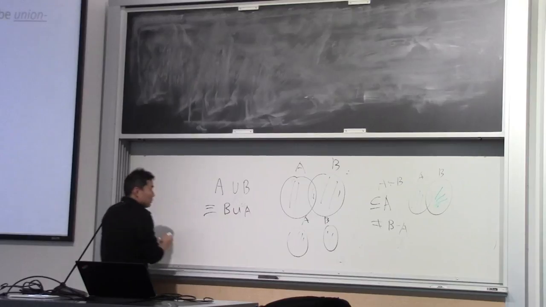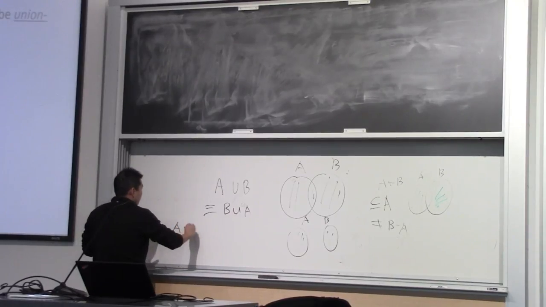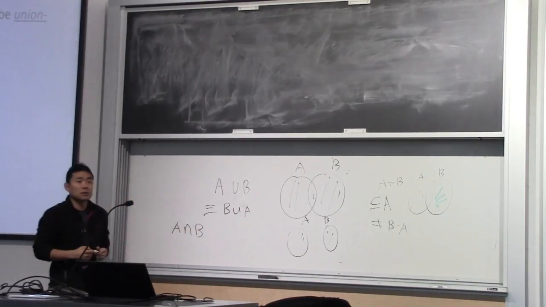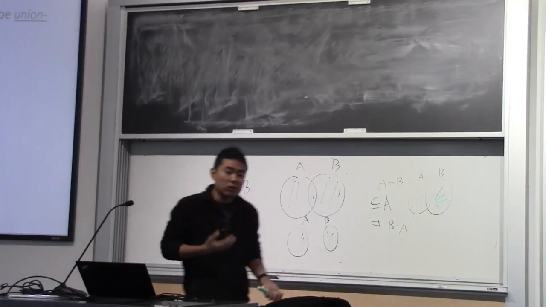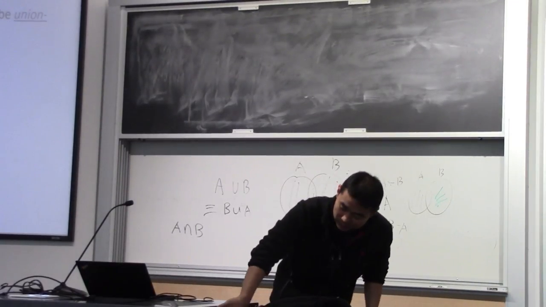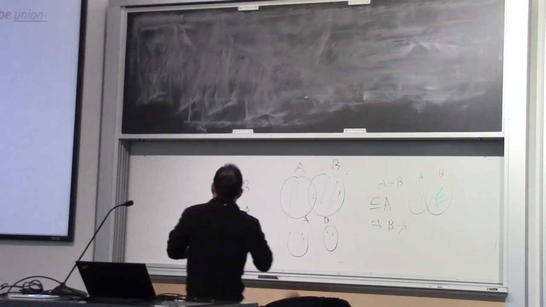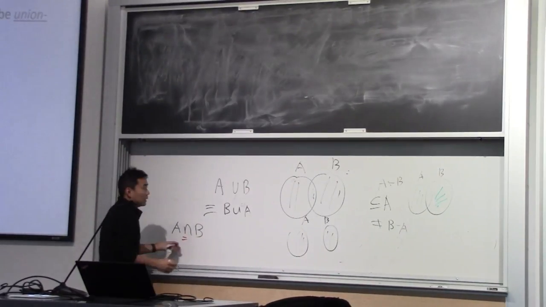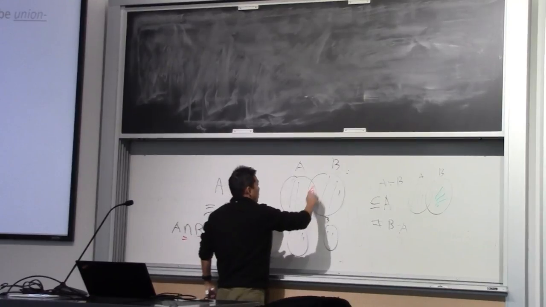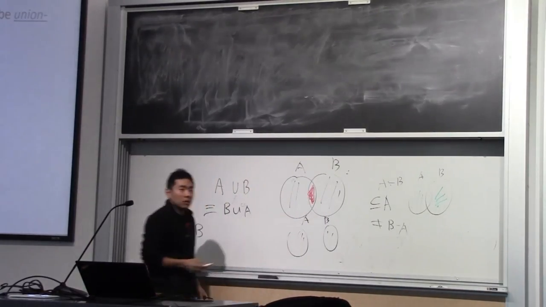Intersection is typically written with a symbol, and we don't have this operator, so you cannot write it like this. But it basically means that I'm trying to get this part. So how do you get this part?